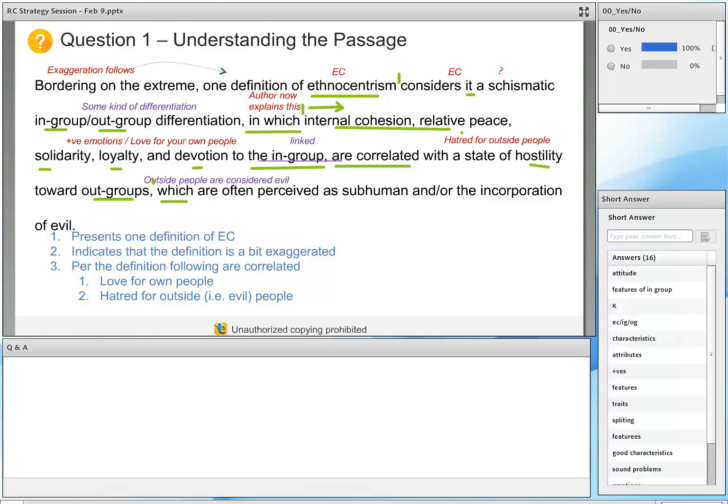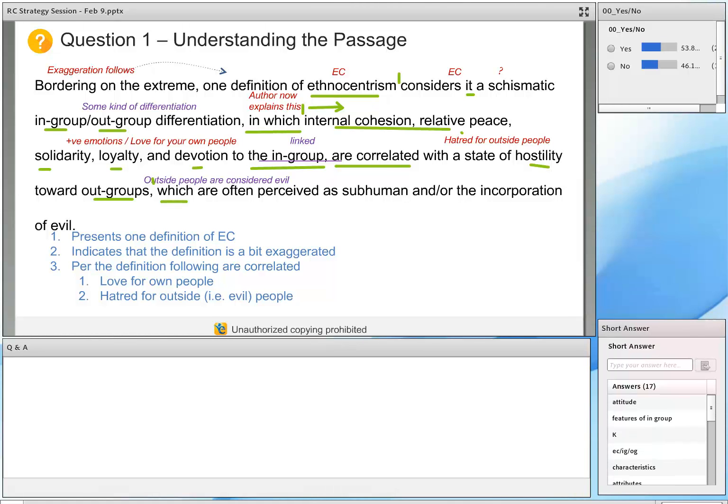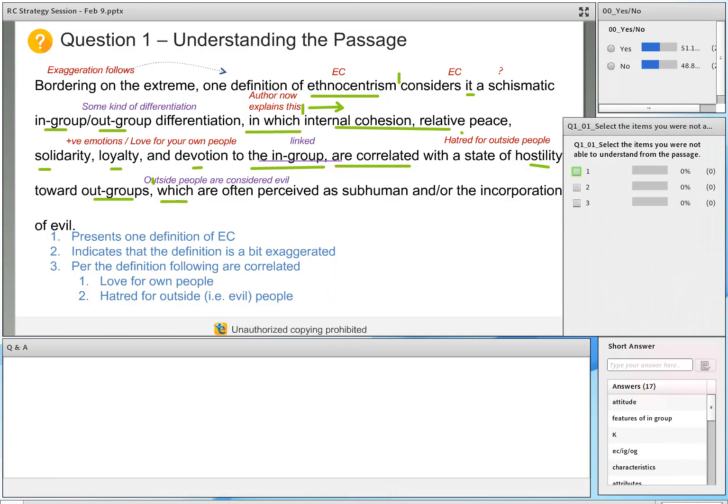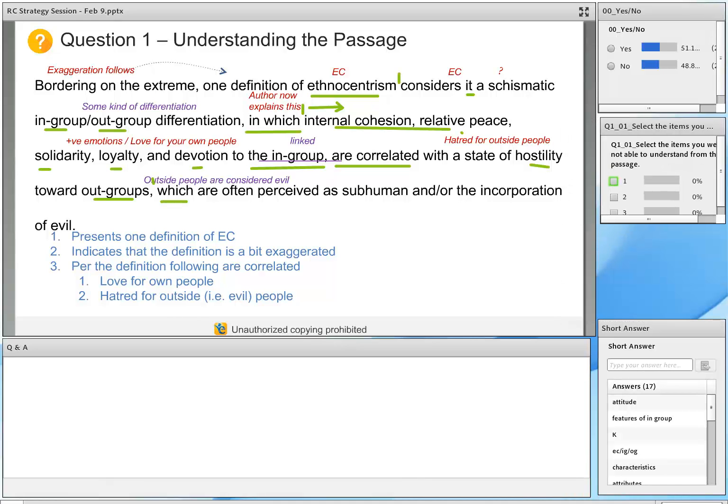Okay. Now, I'm going to get a question poll here, and I want to understand how many of you were able to get to this level of understanding. So here's the poll that I want you to put in. Which ones were you not able to get from the passage when you read the passage on your own? Select the ones that you were not able to get. And you can select more than one.